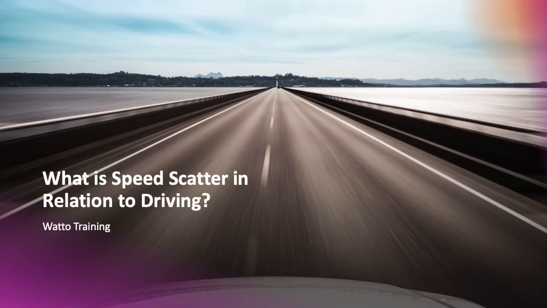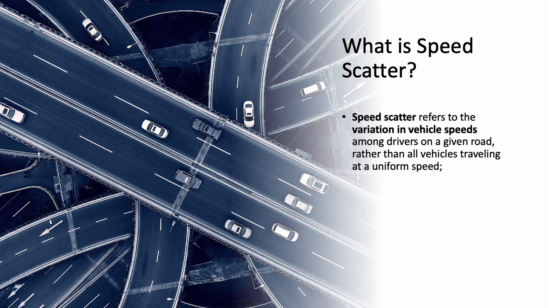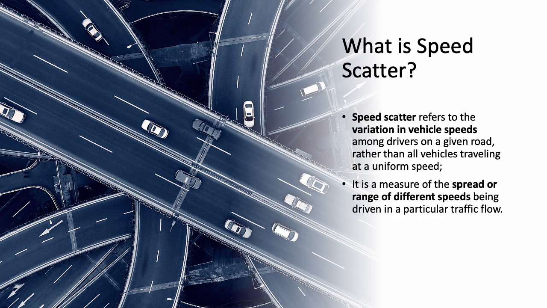What is speed scatter in relation to driving? Speed scatter refers to the variation in vehicle speeds among drivers on a given road rather than all vehicles travelling at a uniform speed. It is a measure of the spread or range of different speeds being driven in a particular traffic flow.